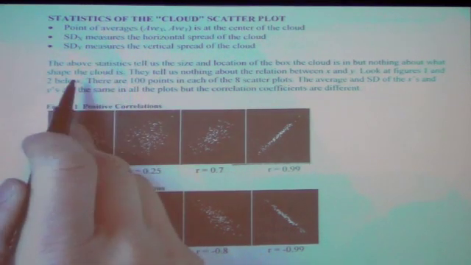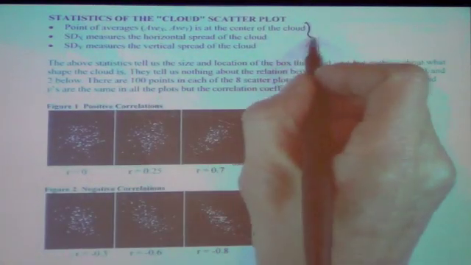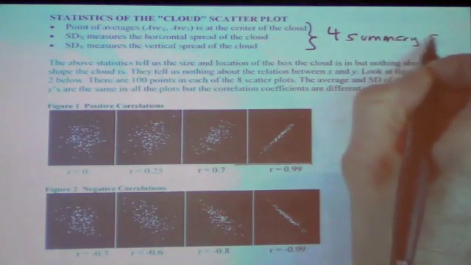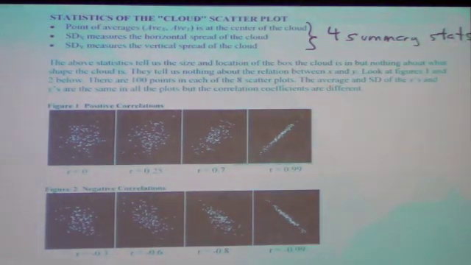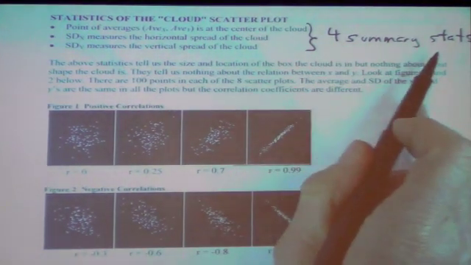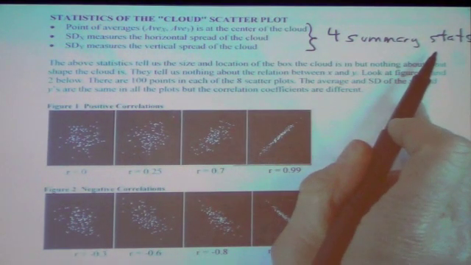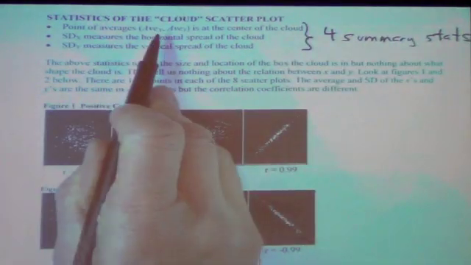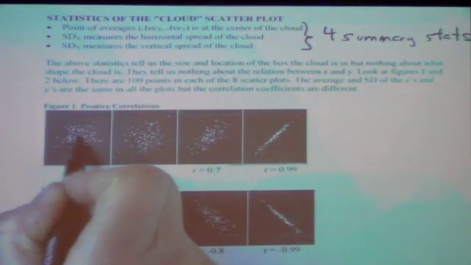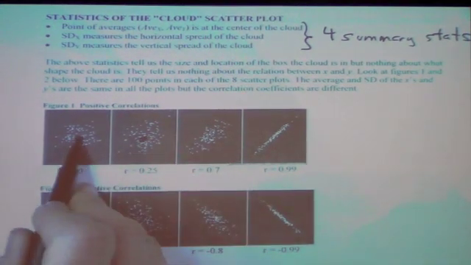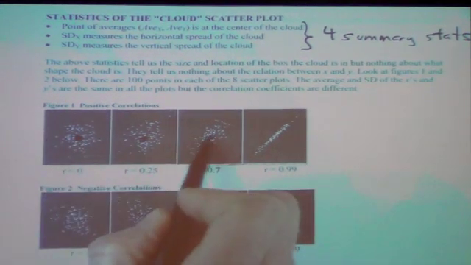Those are the 4 summary statistics we already learned. But you know what these 4 tell you if you're drawing a scatter plot of x and y? The average of x and the average of y tells you the exact center of the cloud. The exact center. That's what this one tells you.